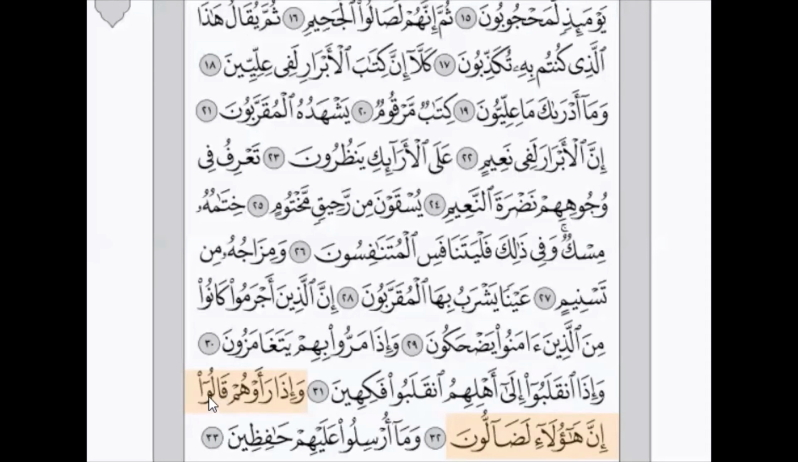This waw is not a natural mud. It needs to be extended beyond 2 counts. The wavy sign is our clue. This is because the letter that comes after it is a hamza. So this mud here is mud jaiz munfasil. The same mud that we had here as well as here. Okay, so it's مد جائز منفصل يمد بمقدار 2 أو 4 أو 5 حركات, extended for 2 or 4 or 5 counts.